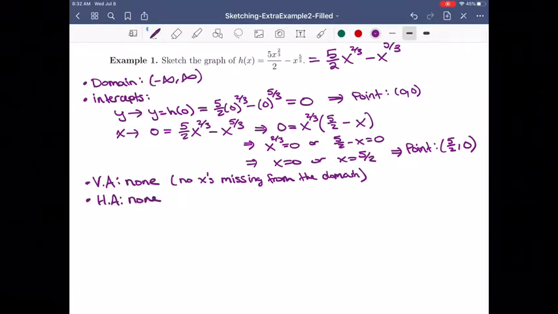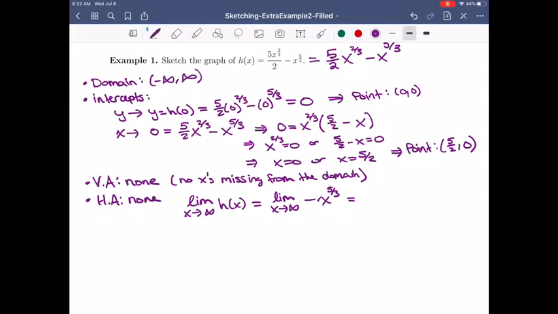If we take the limit as x approaches positive infinity of h of x, when you have powers of x, it's only the leading power that matters. So this limit is going to be equal to the limit of negative x to the 5/3. When x is a positive number, x to the 5/3 is going to be a big positive number, and I'm going to make it negative, so this is going to be negative infinity.